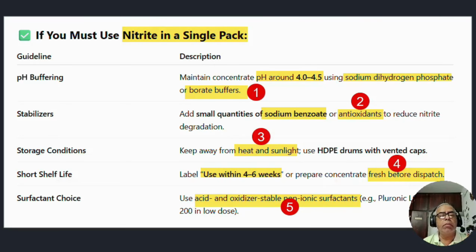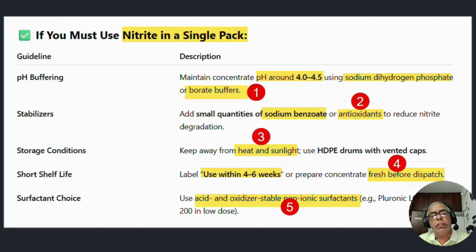Then you should have a short shelf life label indication. You can put a label on the container stating that it should be used within 4 to 5 weeks. Otherwise, prepare the concentrate fresh before dispatch. So this is the way you can maintain it. And there should be some understanding between the phosphate manufacturer or supplier and your client, the customer.